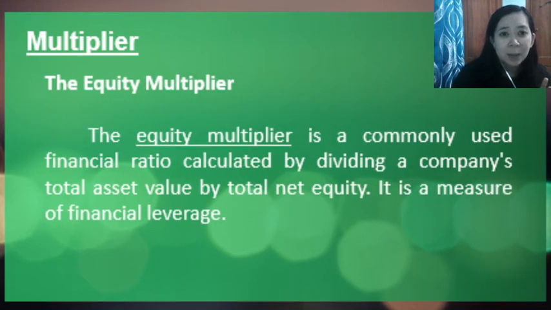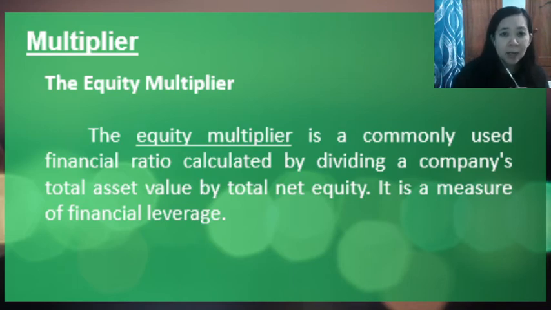So the next multiplier is the equity multiplier. This is a commonly used financial ratio that is calculated by dividing the company's total assets by their total net equity. So this will measure our financial leverage.